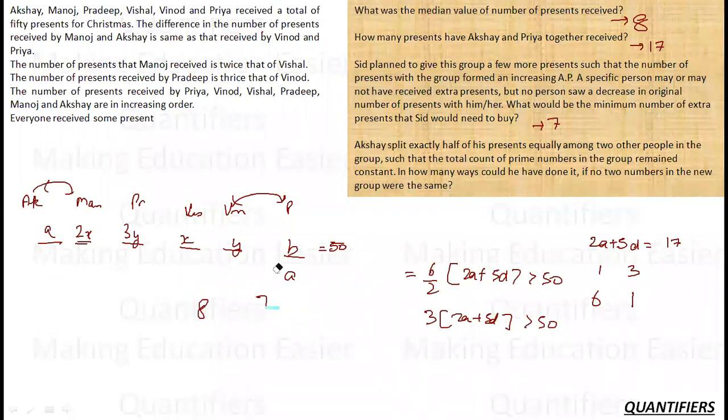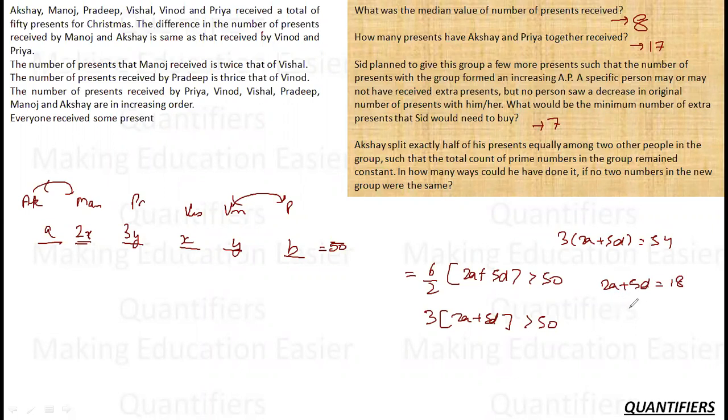This is not possible. Now, if I keep on moving to the next variable, if I keep it as 54, let's say I keep 3 into 2A plus 5D is equal to 54. Then 2A plus 5D is 18. Then what are the solutions?